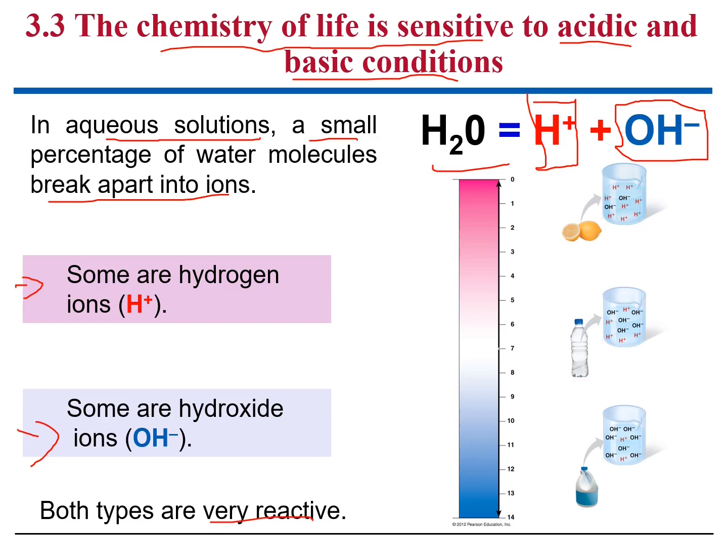And so in a solution, if you have a lot of hydrogens, you will have an acid. And if you have a lot of hydroxide, it's because you have a base. And we will talk about that in the next exercise.